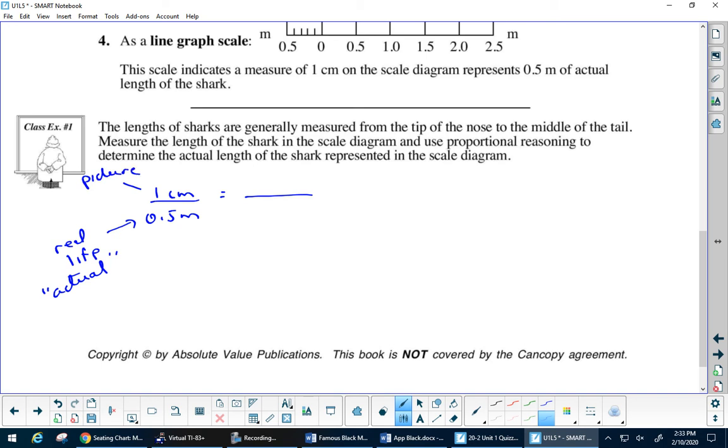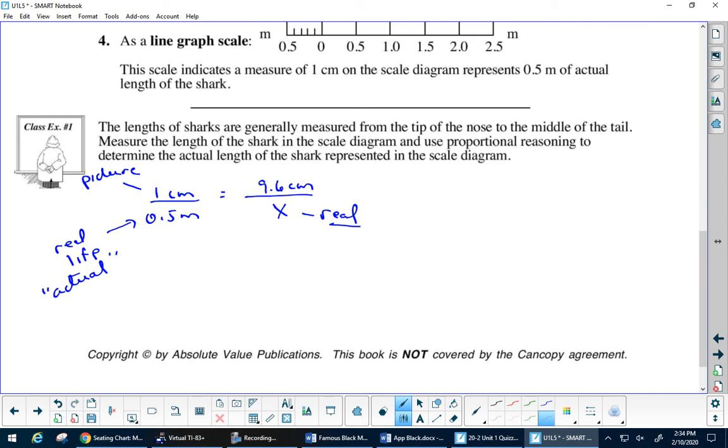So that's why we know we're going to put 9.6 centimeters, and this is going to be my x. And that makes sense because I'm looking for real. We want to keep real on the bottom. Does that make sense? Real is always, always, always on the bottom.